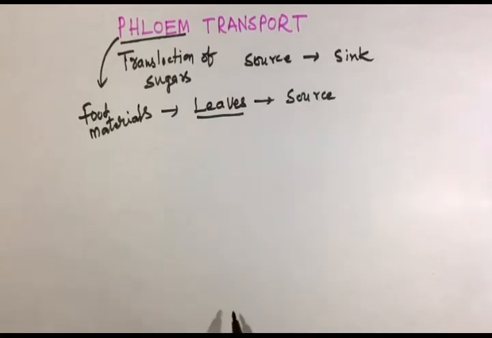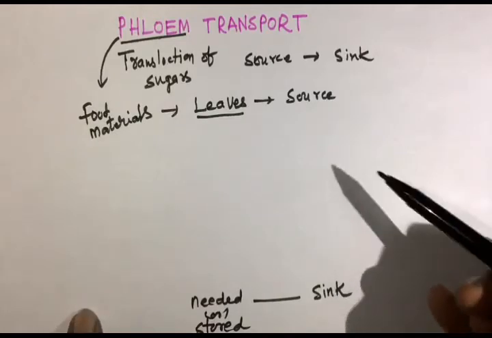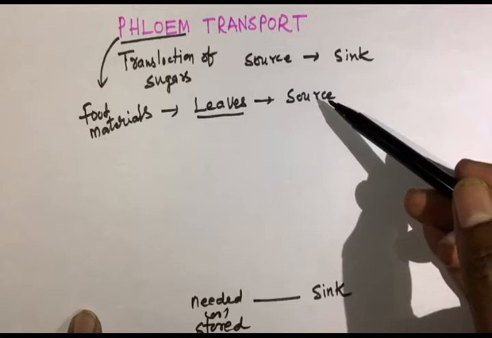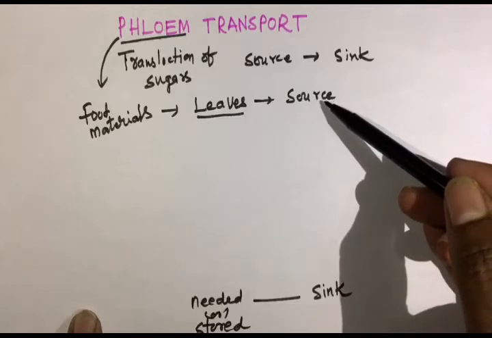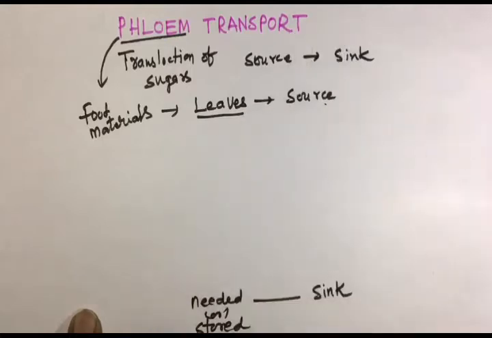And the part of the plant where the food is needed or where the food is stored, these are called sink areas. So the translocation of food materials or sugars from source to sink is called phloem transport.